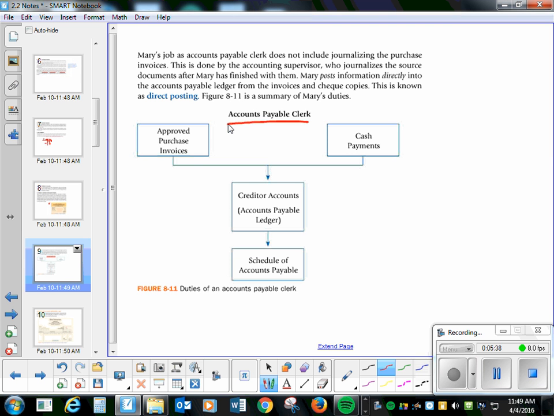What she starts with dealing is approved purchase invoices and cash payments. She then deals with creditors' accounts and accounts payable ledgers, and then she has to make a schedule of accounts payable.